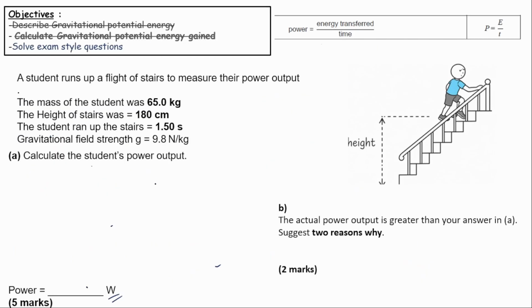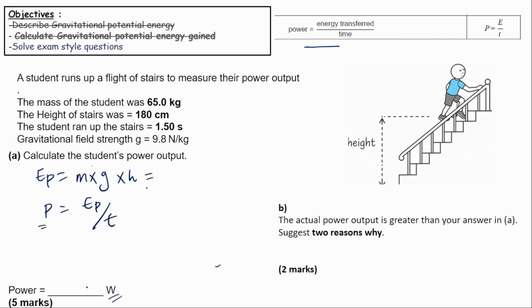For this exam style question, we need to combine two equations. Power equal to energy transfer divided by time, and the equation for gravitational potential energy. So first, we need to find EP. And then we plug that equation in here to find our power.